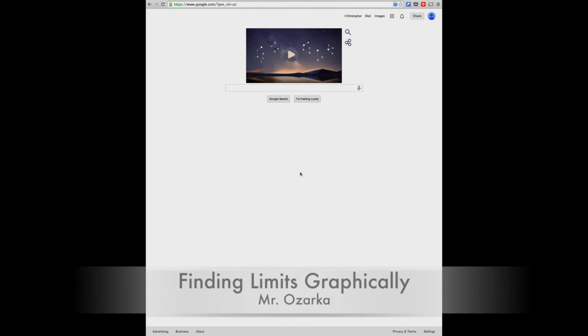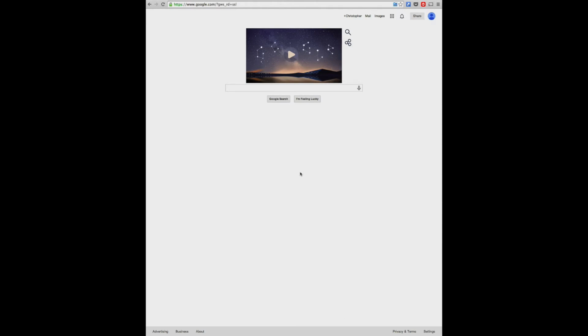We talked about what limits are in calculus and how they're related to the math that we've gone over so far. I'm going to show you one example of how to solve for limits using graphs.